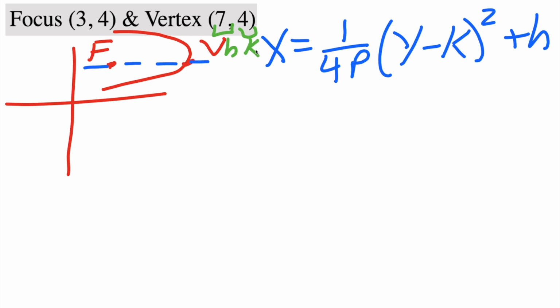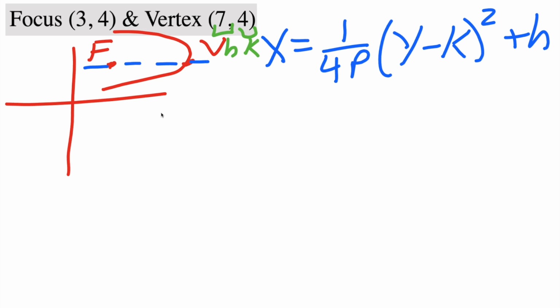Now we need to determine the p-value. And again, it's from the vertex to the focus. So this time we're going left. And left means you're going negative. Same as the other problem. If you went down, it would have been negative. But here we're going left, and left also means negative. So we went from 7 and we're going back to 3. So we're going left 4.